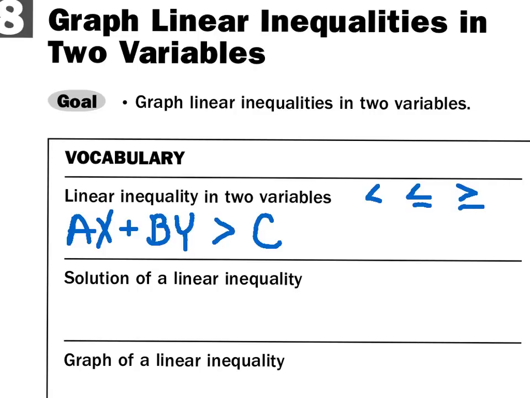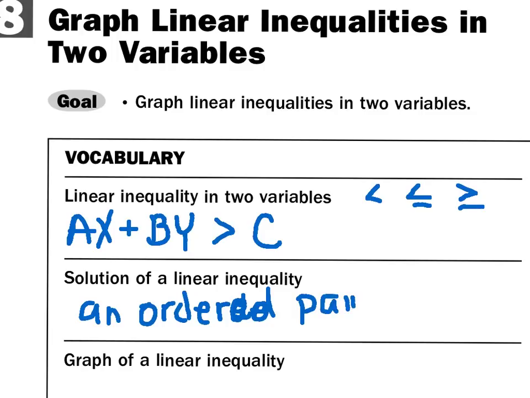The solution of a linear inequality is an ordered pair that makes the inequality true.